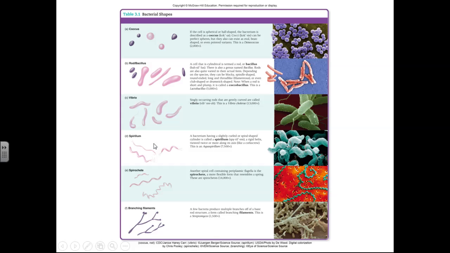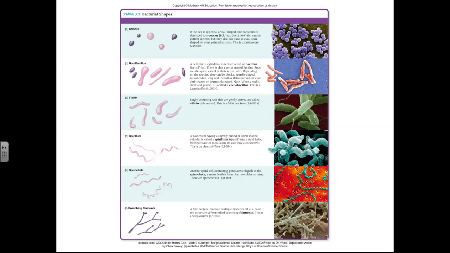The difference between a spirillum and a spirochete is that spirilla are smaller and don't loop back and forth on themselves as often, whereas spirochetes loop back and forth on themselves very often. The thing that causes the spirochete to loop so much is that it has a periplasmic flagellum, a flagellum sandwiched in between the cell membrane and the cell wall, and that's what gives it its squiggly appearance. And then every now and again, you'll see some bacterium that have branching filaments coming off of them.